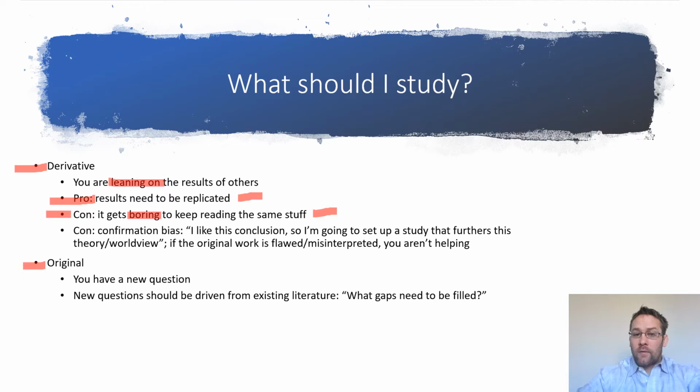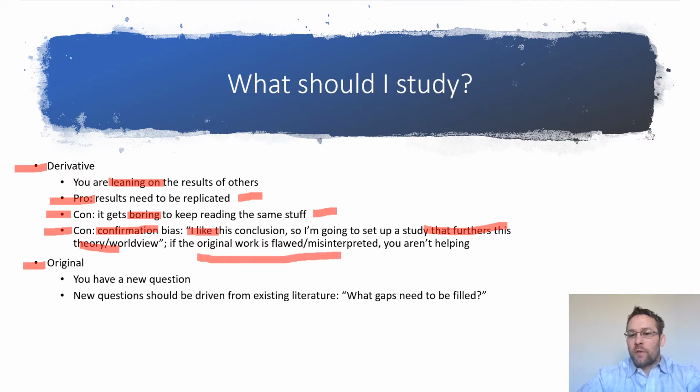The other con of derivative research that you need to be aware of is that it can set up what's known as confirmation bias. If a social scientist comes to a conclusion that I really, really like, I might go out there and try to replicate the results in order to get the same results. I'm going to start cherry picking data. If I like the conclusion, I'm going to set up my study so that it furthers this theory or this worldview, right?